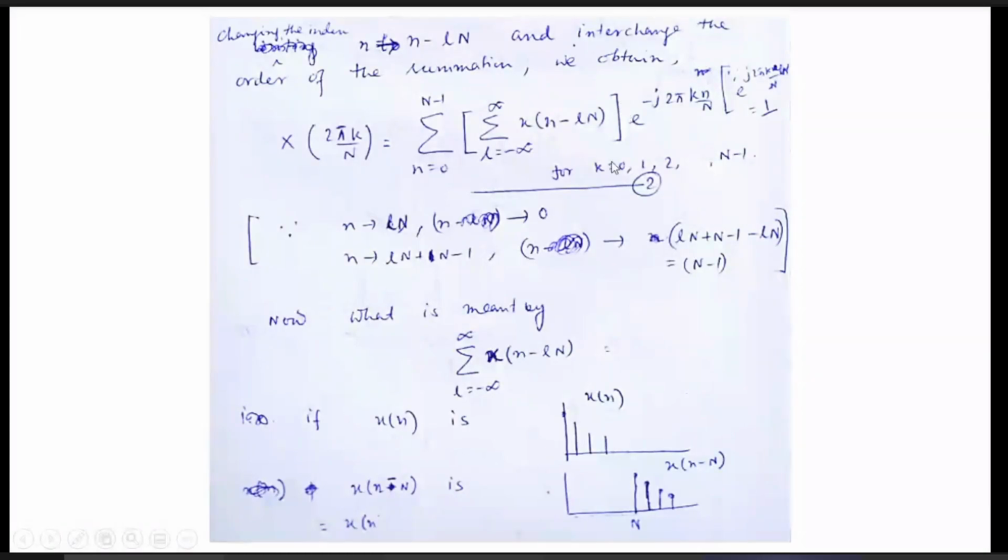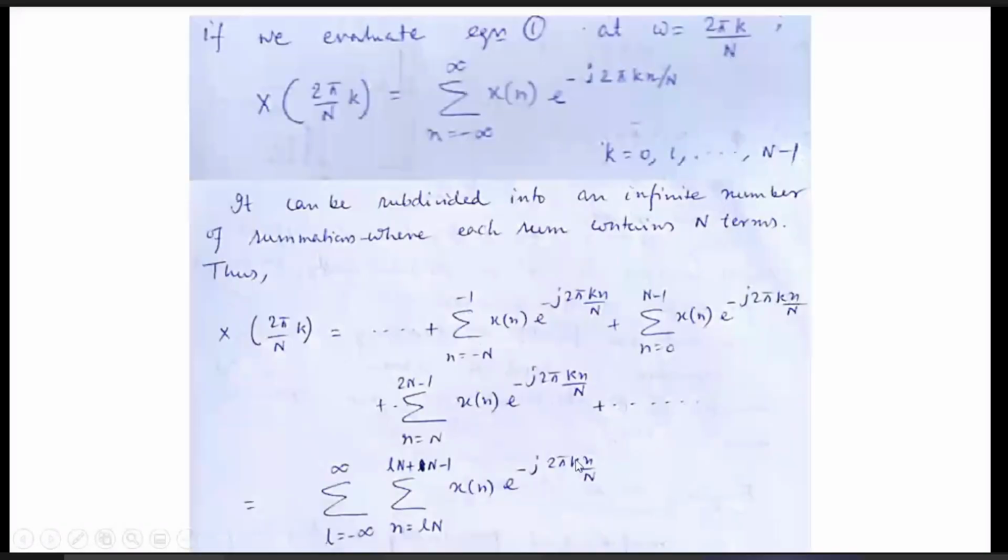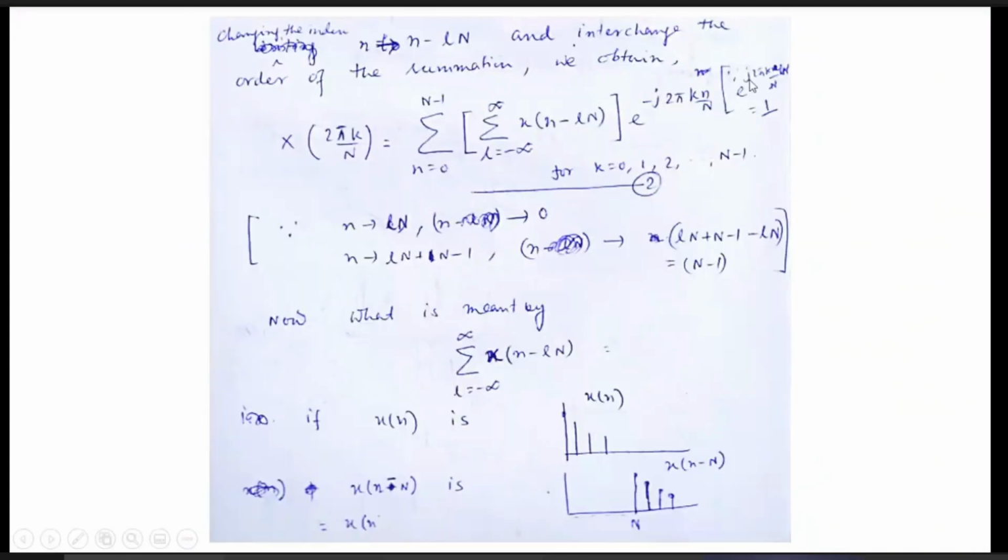If we keep n as n minus ln, then the exponential term also becomes n minus ln. So this becomes unity. This part remains the same and the last part remains unity. N cancels out, so it remains 1. So it does not change much. Now focus on this summation.